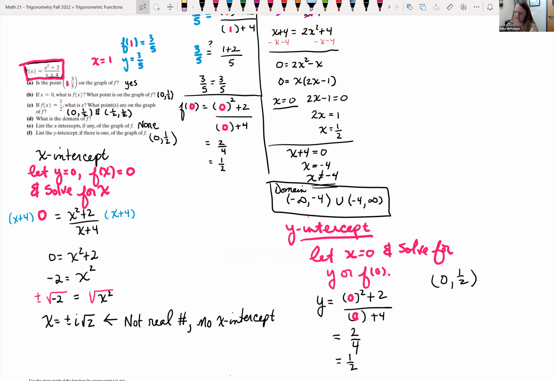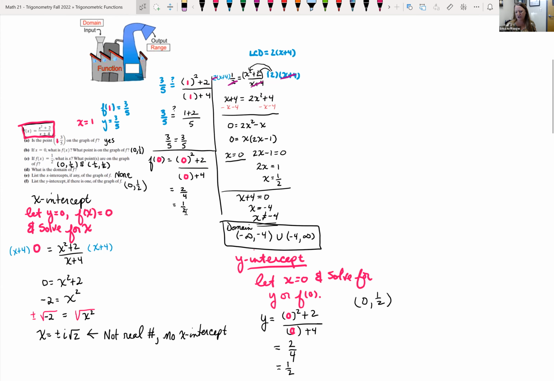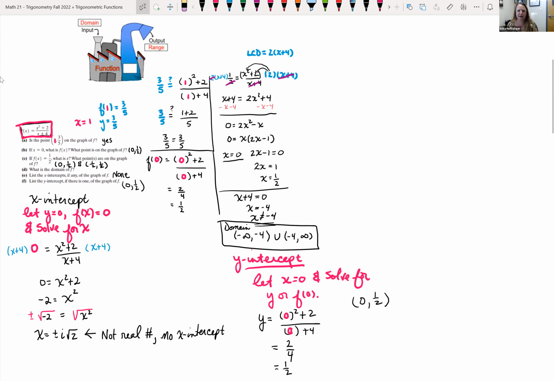Okay, so there was just an example of looking at points, how to tell if a point is a point on the graph of a function. Just getting familiar again with function notation, looking at the domain and x and y intercepts. So we'll be extending these concepts to our trigonometric functions in a little bit.